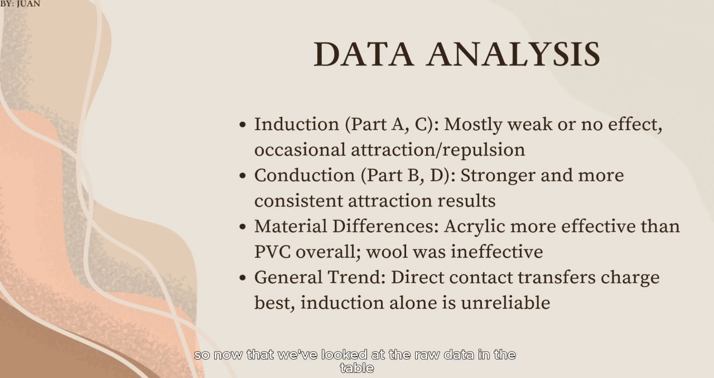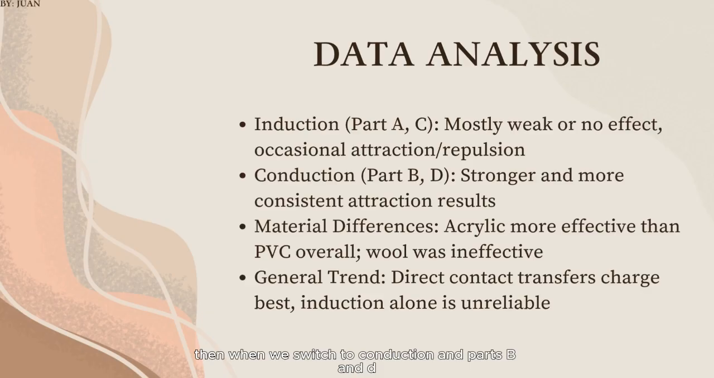So now that we've looked at the raw data in the table, this slide is more about what the results actually mean. The first thing that stood out was induction, and that's when you bring a charged object close, but you don't touch it. And in our test, like parts A and C, it sometimes worked and we saw attraction or even a little repulsion, but most of the time we got nothing. And that kind of makes sense. Induction is only temporary. The charges in the neutral object shift around a little, but if it's not strong enough, you don't really notice anything, and that explains why those results felt inconsistent.